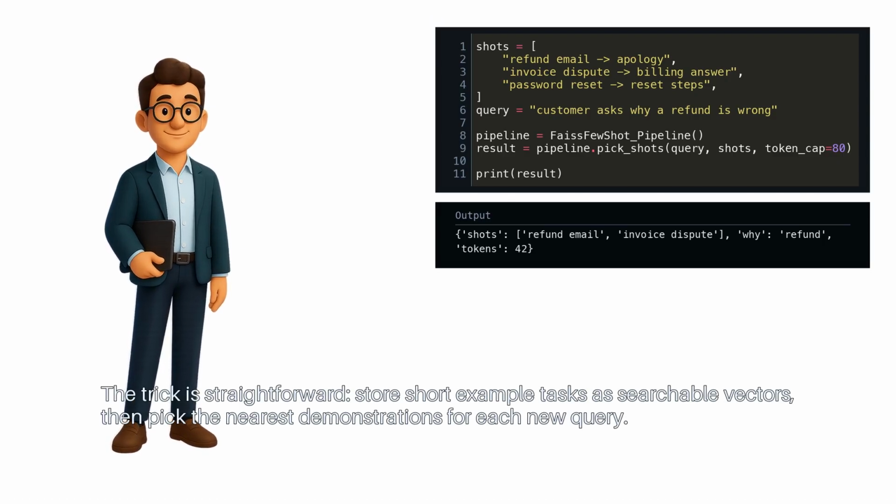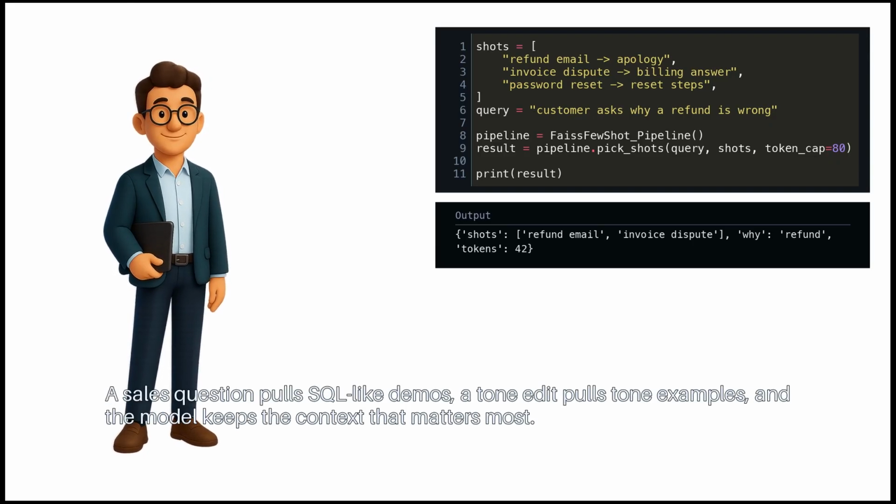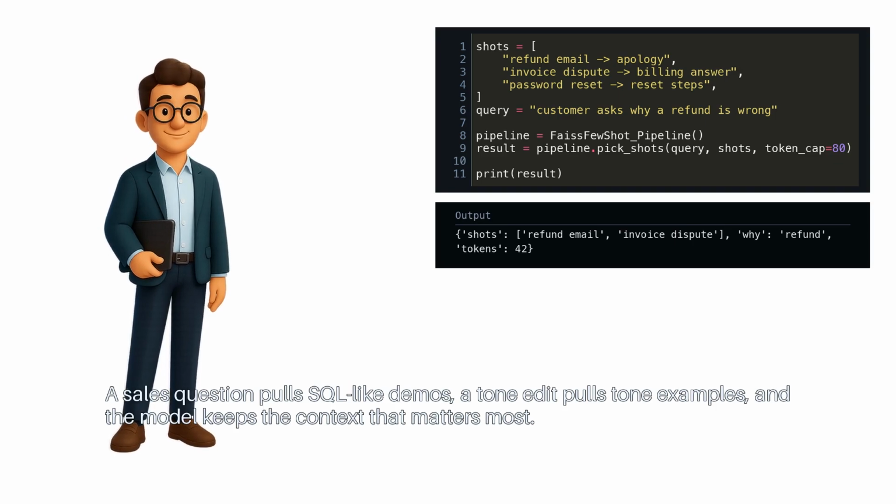The trick is straightforward. Store short example tasks as searchable vectors, then pick the nearest demonstrations for each new query. A sales question pulls SQL-like demos. A tone edit pulls tone examples. And the model keeps the context that matters most.